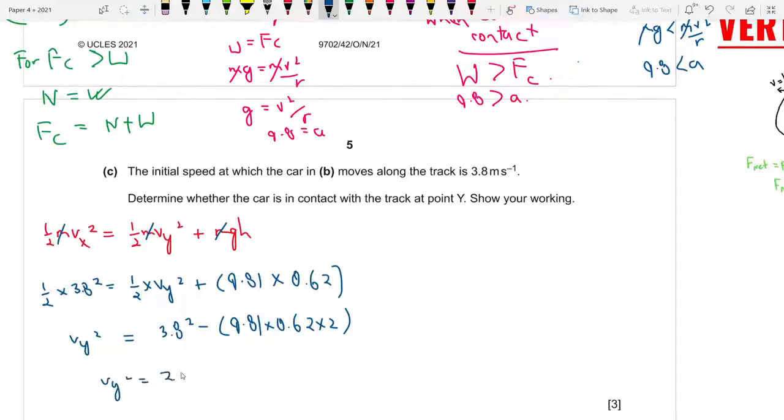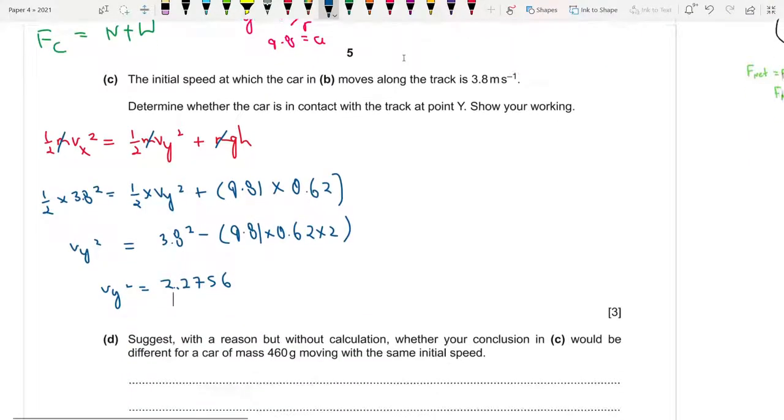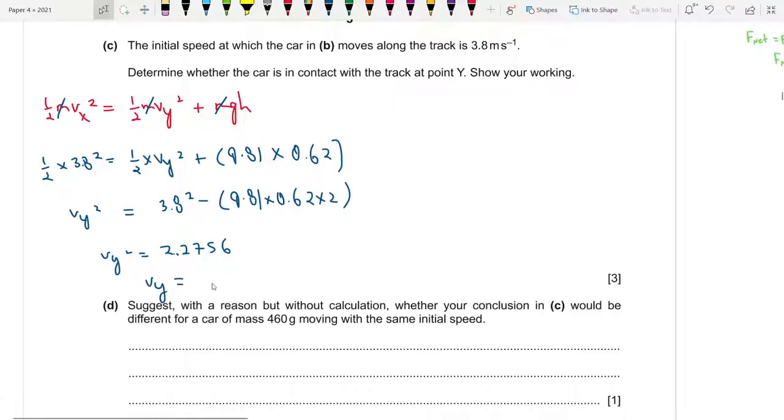Vy square is equal to 2.2756. So what is Vy? Vy is actually the root of this, which is 1.51, or 1.5 basically, 1.5 meter per second.